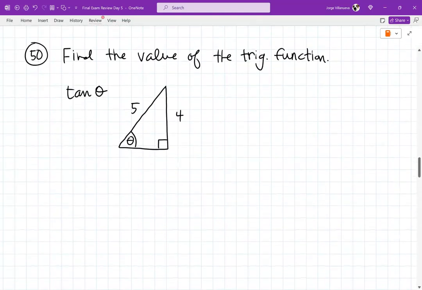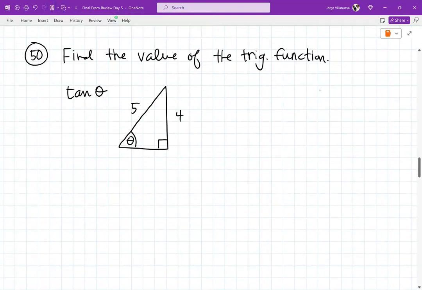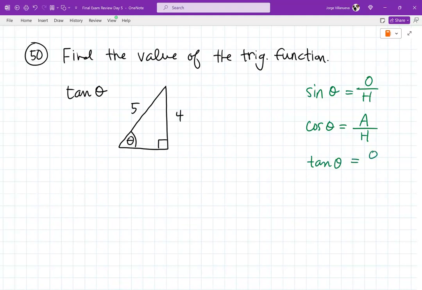So there's a couple things I have to remind you guys about trigonometry. First off, the definitions of sine, cosine, and tangent. So sine theta, opposite over hypotenuse. Cosine theta, adjacent over hypotenuse. Tangent theta, opposite over adjacent.